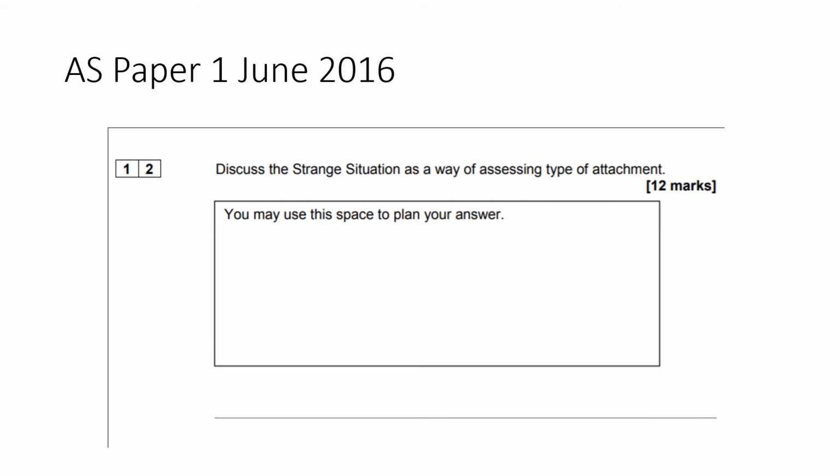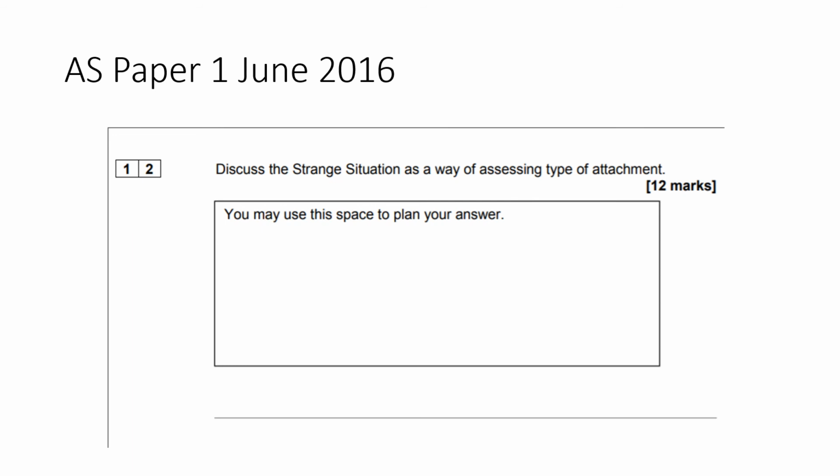We've also had this question come up. So this is AS Paper 1, June 2016. Discuss the strange situation as a way of assessing type of attachment. 12 marks, so this is the highest you can get on an AS paper. Discuss meaning describe and evaluate. You need AO1 and AO3 marks for this. It's an equal split because it's an AS paper.